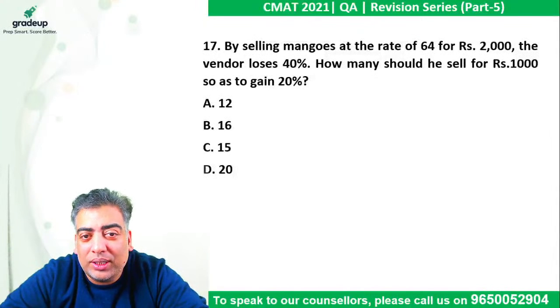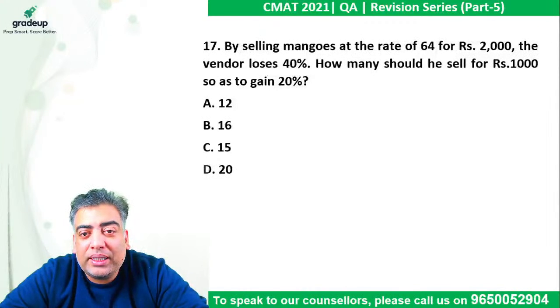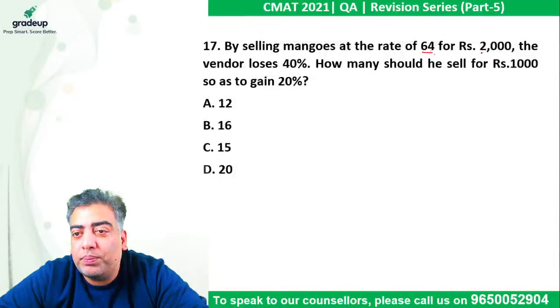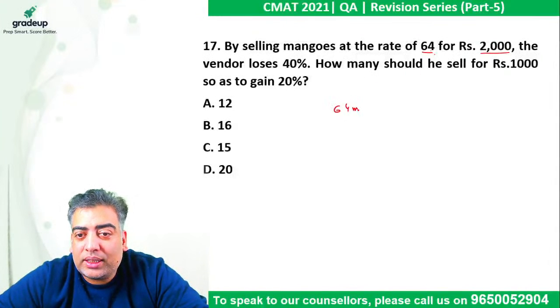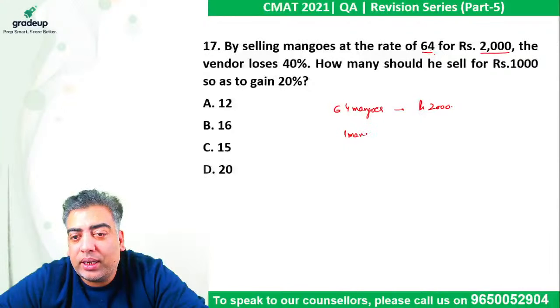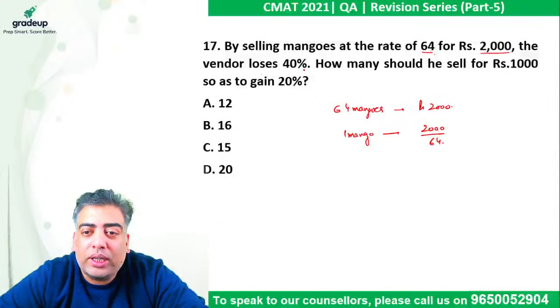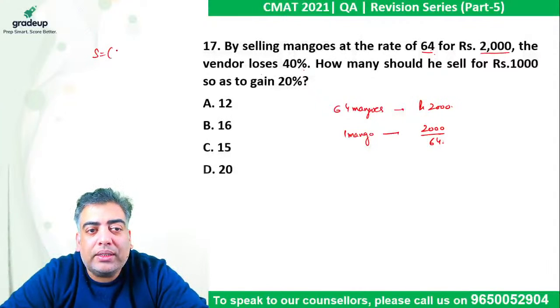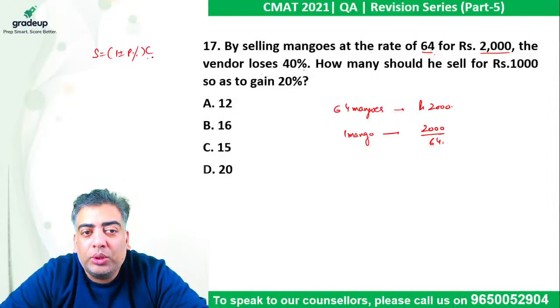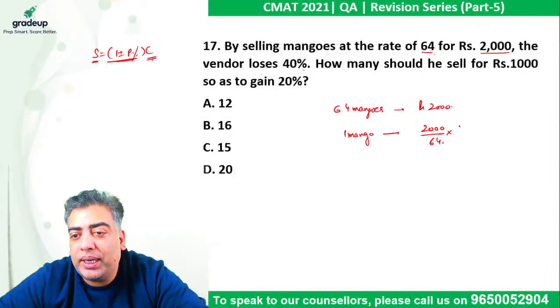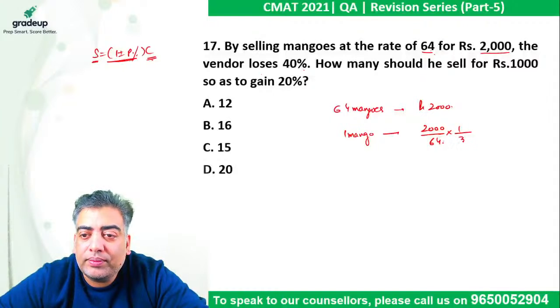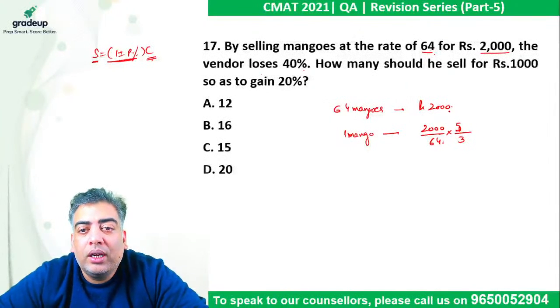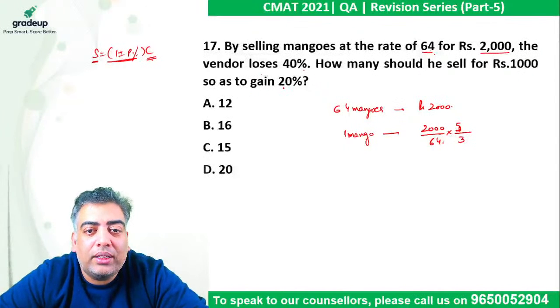Okay, so in 17 he says by selling mangoes at the rate of 64 for rupees 2000. So अगर 64 मैंगोज 2000 के आप सेल कर रहे हो, तो एक मैंगो आप सेल कर रहे हो 2000 डिवाइडेड बाय 64 का। द वेंडर लूजेस 40%, सो ये सेलिंग प्राइस है। सो वी ऑल नो सेलिंग प्राइस इक्वल 1 प्लस माइनस पी परसेंट ऑफ सीपी। तो कहने से कॉस्ट ऑफ वन मैंगो विल बी selling price divided by multiplying factor, which in this case will be 0.6, which is 3 by 5. So 3 नीचे 5 ऊपर चला जाएगा.